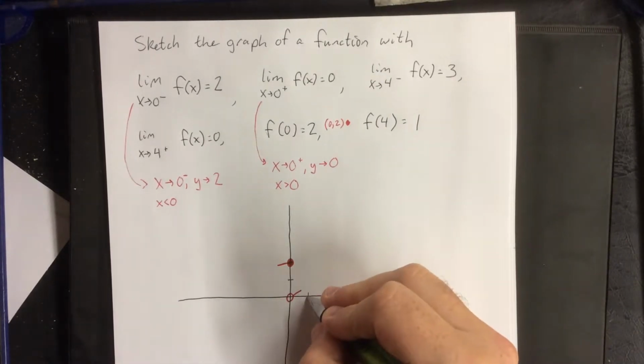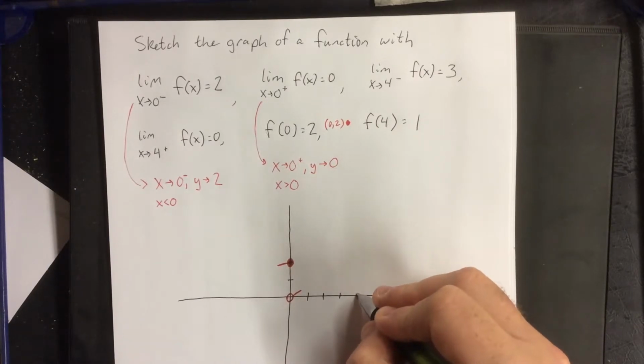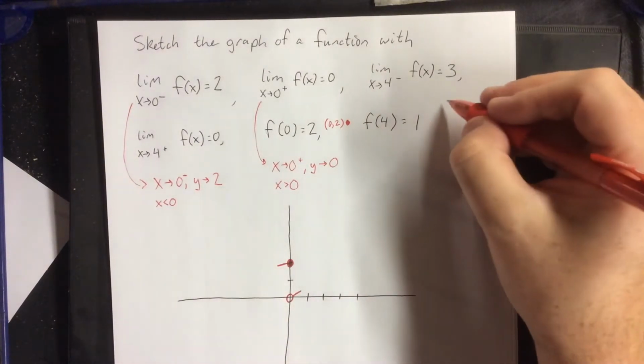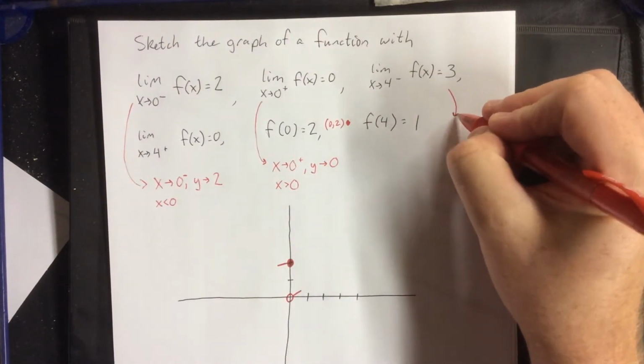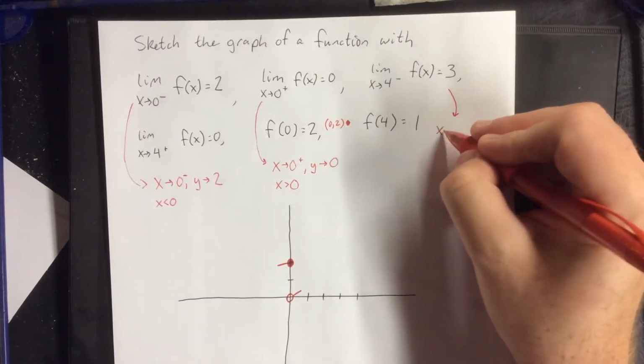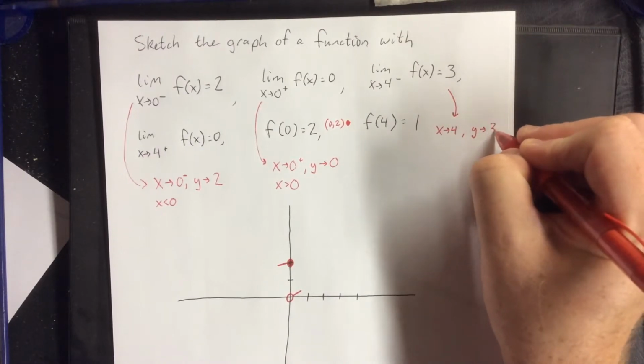We also have a couple of exciting things going on at x equals 4, a couple of one-sided limits as well as the definition of the function. So once again, we'll try to break this down one piece at a time. This part right here, limit as x approaches 4 from the left-hand side of f of x is equal to 3, means that as x approaches 4, y is going to approach 3.